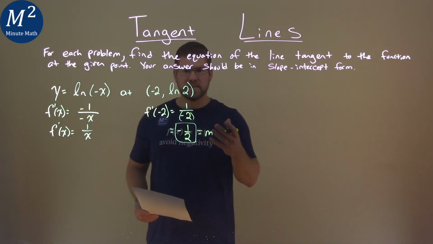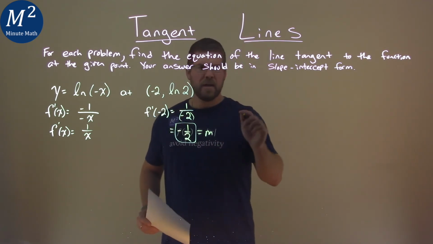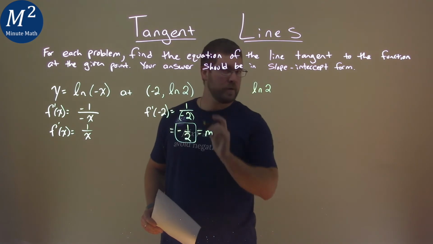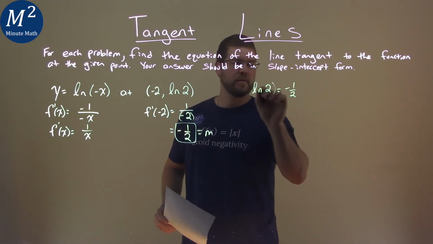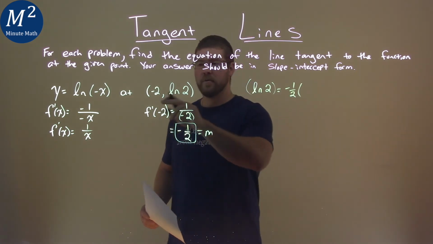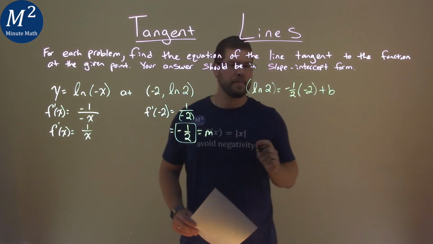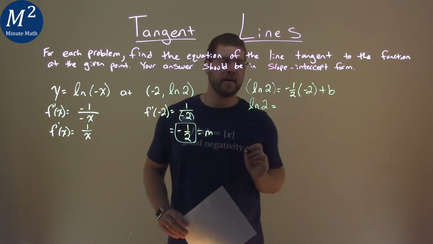Well, our equation says we have to find the b value for y equals mx plus b. And so we use our coordinate point. Our y value is the natural log of 2. Don't be afraid of it. It is equal to our slope, negative 1/2 here, times the x value, which is negative 2, plus b. Same rules still apply. Natural log of 2 stays here. Don't rush to your calculator to get a decimal.